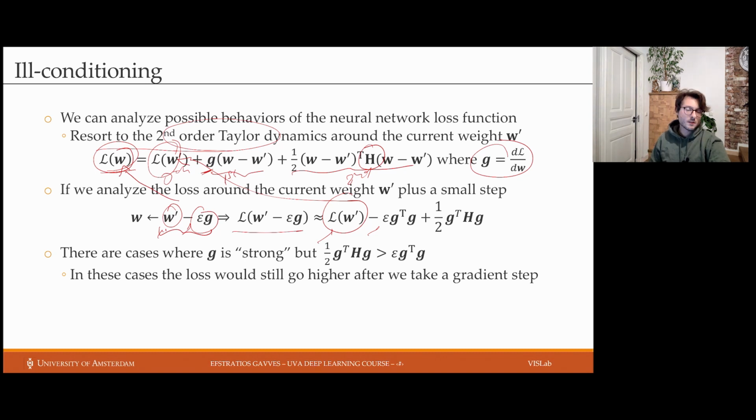Now, why is this interesting? It could happen that even if g is strong, as in it doesn't have very small numbers in its dimensions, this second order term is still higher than the first order term. That would yield a loss which is higher than the original one before the update. This means that the loss gets worse and we're actually unlearning. So this case of ill-conditioning can be problematic, right?